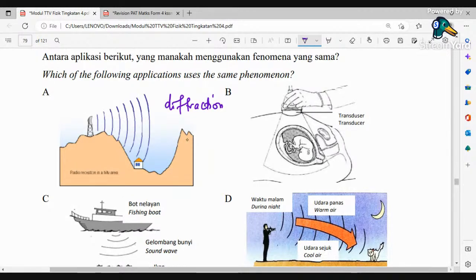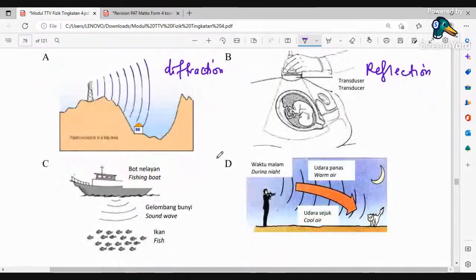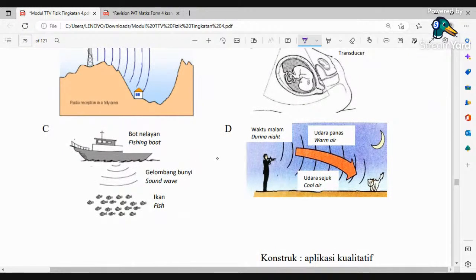Okay, this one uses ultrasound wave. Transmit the sound wave and it reflects back. So this is reflection. And then C, transmit ultrasound wave to the shoal of fish and then it reflects back. Okay, this is also reflection.